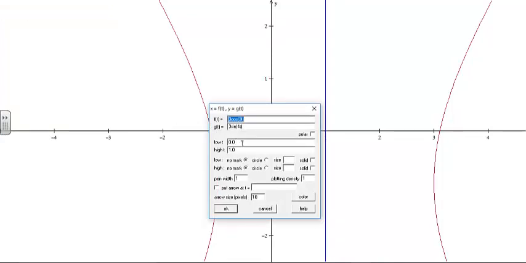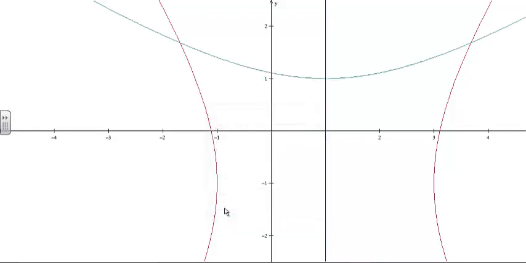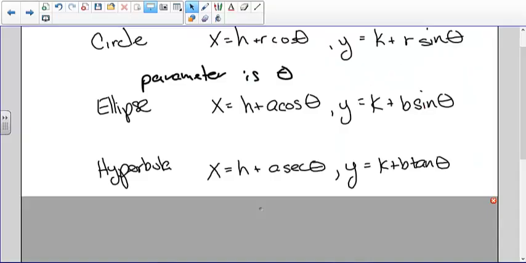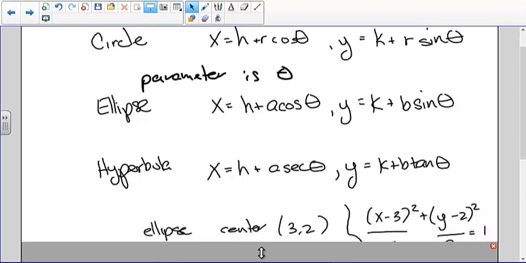If I did 1 plus tangent, let's say 3 tangent. So I put the tangent with the x coordinate, and I put the secant with the y coordinate. Let's see what that looks like. Yeah, so there you can see that changes. So that must be the right thing to do. So if you wanted to change the orientation, then you could do that.